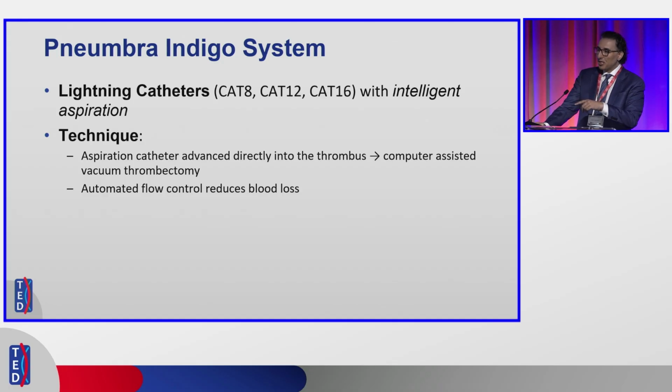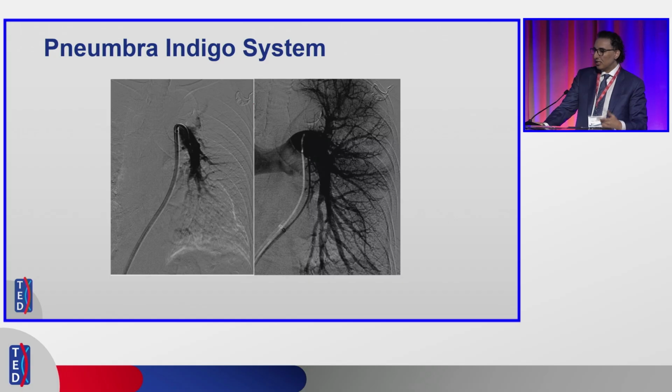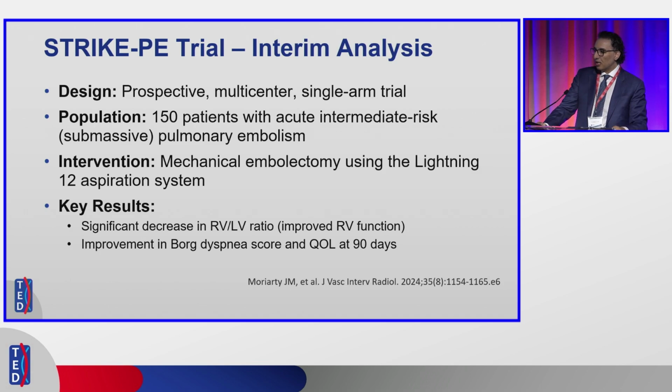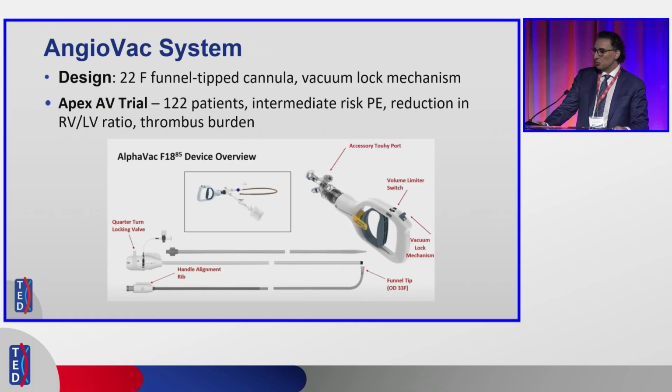So the Penumbra device is using a catheter with what they call intelligent aspiration. It's basically a computer-assisted vacuum thrombectomy. They have 3 different sizes: 8, 12, and 16. You can see a good result from that there. And then same kind of thing here, EXTRACT-PE, where they use the Lightning 8, which is the smallest one. You get more thrombus removal, and it's a lot faster when you're using the larger devices. The STRIKE-PE trial, the interim analysis of that, used the Lightning 12, and again, same thing, improvement in the right heart strain, and then the dyspnea score at 60 to 90 days.